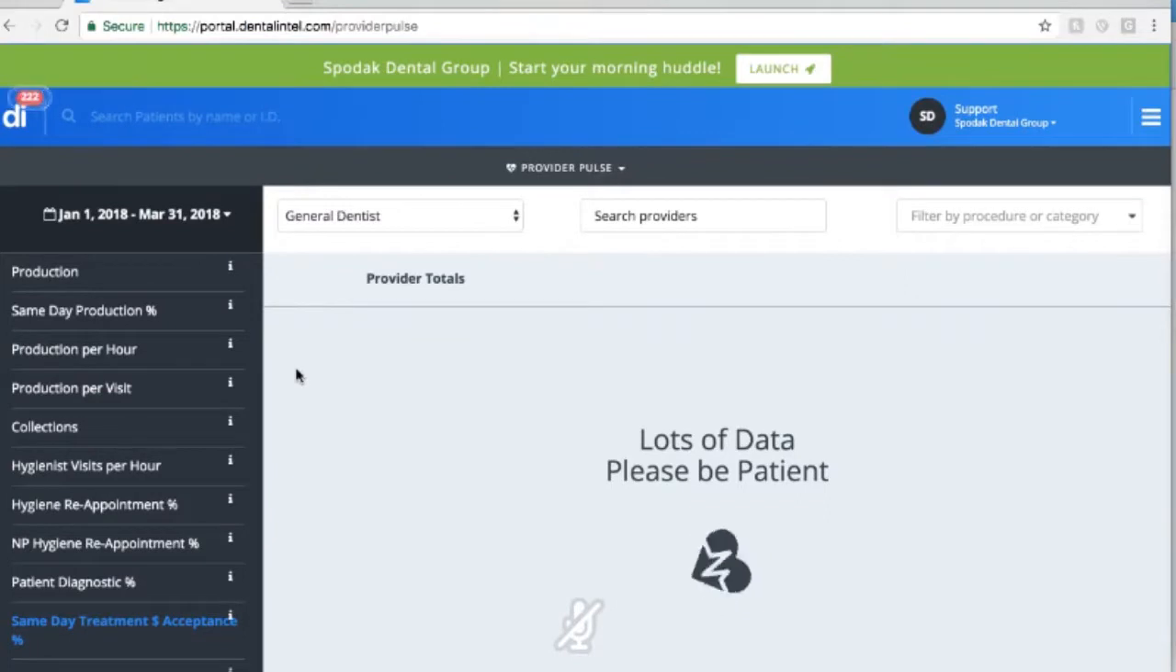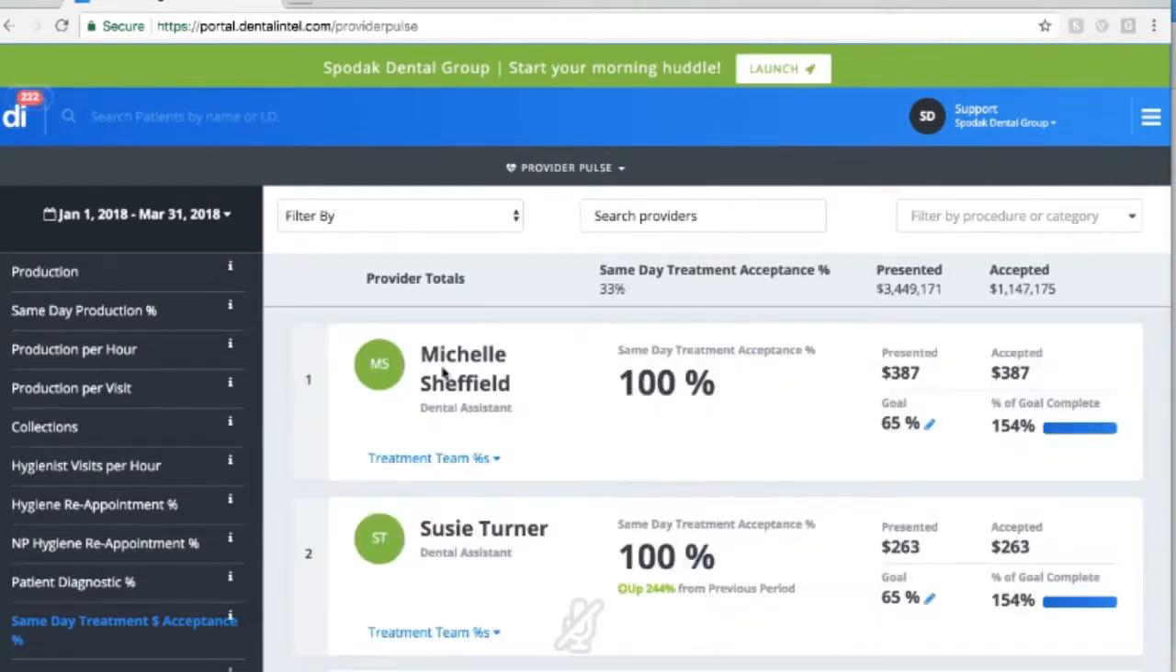So if you're writing this down, community out there, underneath the dollars accepting, first you want to see, well, how are we doing same day? Same day, when I presented the treatment, $3.5 million I presented, $1.1 million got accepted. Something of those dollars either got completed or they got scheduled in the future.